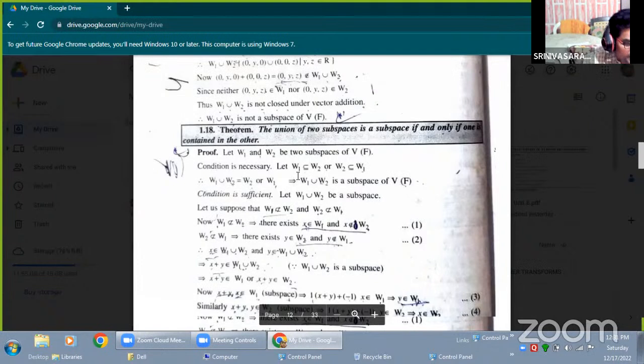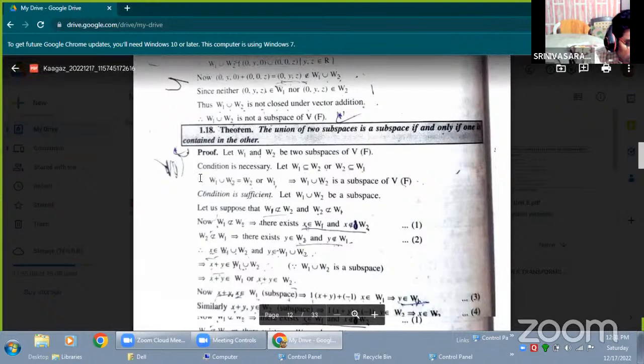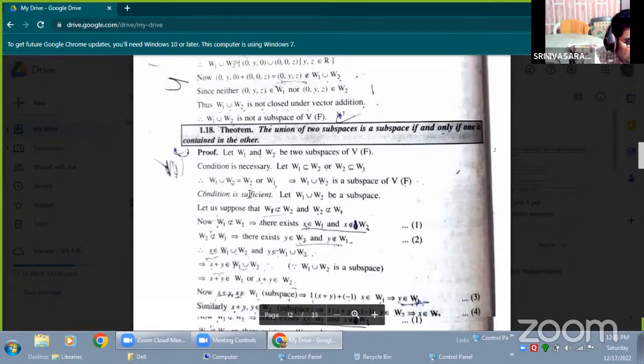Now, for the necessary part, W1 is contained in or equal to W2, or W2 is contained in or equal to W1. So in the union W1 union W2, either W2 or W1 is there. Because W1 is a subspace and W2 is a subspace, the union is automatically a subspace of V(F). Okay.